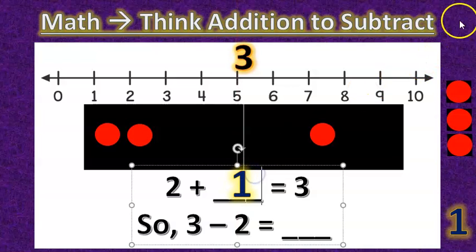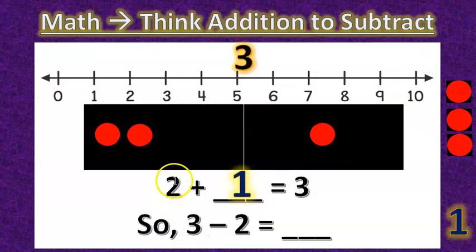Now, when we read it, we're going to say 2 plus 1 equals 3. Let's read it again. Repeat after me. 2 plus 1 equals 3. And that is correct. Now, you come down here to this subtraction equation now.